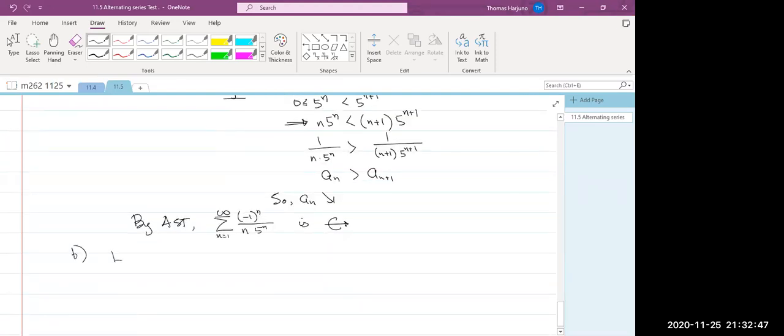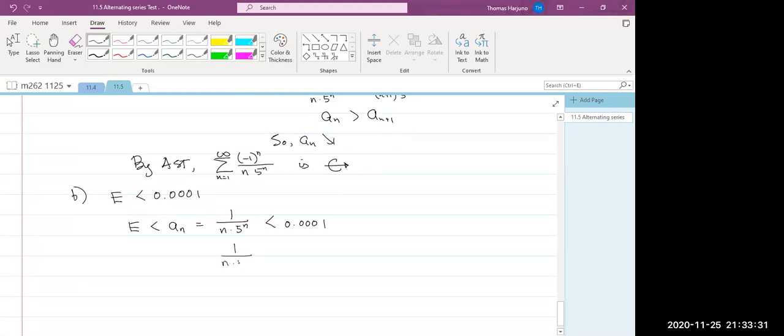We want the error to be less than 0.0001, right? That's what we need. At the same time, we know that the error is less than the nth term, which is equal to 1 over n times 5 to the n. And I want to set this to be less than 0.0001. So 1 over n times 5 to the n is less than 1 over 10,000.